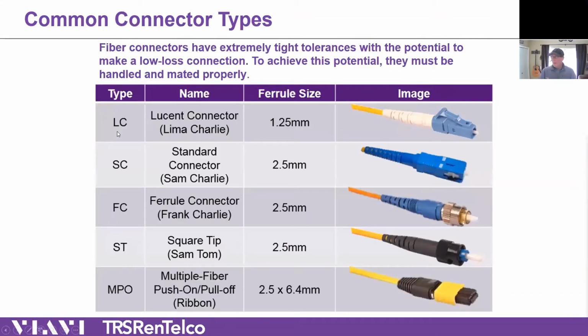So let's talk about a couple things on connectors. All of us have probably seen connectors if we've worked with fiber. These are the most prevalent connectors in your network today, regardless of whoever's network you have. The prevailing one in a non-fiber to the home network is LC. Lucent connector, we call them Lima Charlies, little connectors. They're the small ones that will fit into something like an SFP.